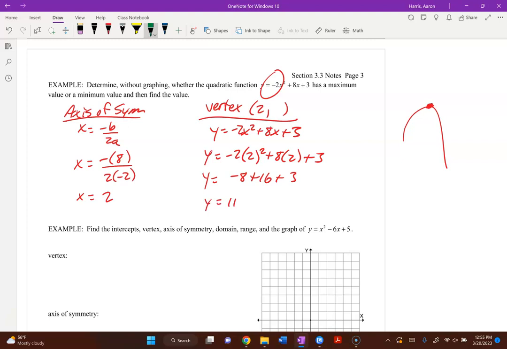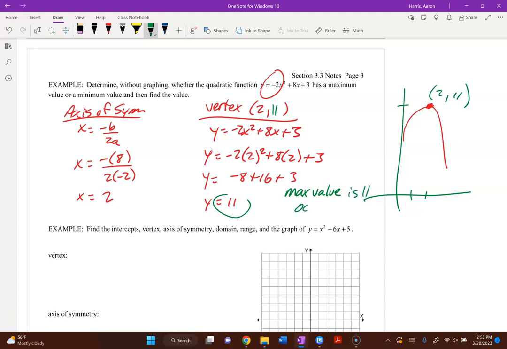So it looks like 11. All right? So this hits at 2, 11. It opens down, right? So our max value is, what is our maximum value? Our maximum functional value. It's 11, yeah, that's the y value. It occurs at x equals 2, yeah, that's how you say that.